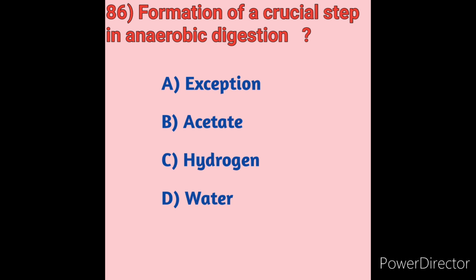The major steps of anaerobic digestion: the process takes place through four successive stages, hydrolysis, acidogenesis, acetogenesis and methanogenesis. So here from the options, acetogenesis means acetate. Acetate is the correct answer here. Next we will move on to question number 87.